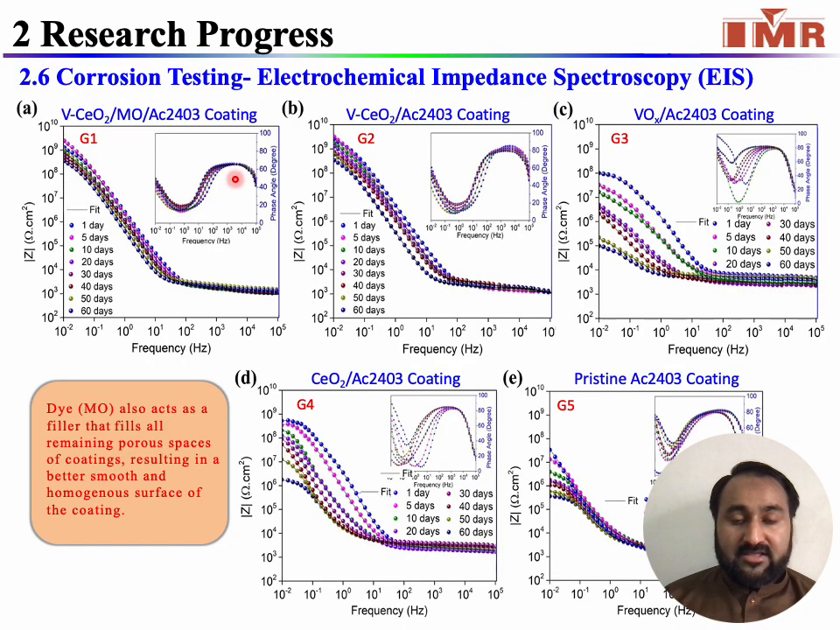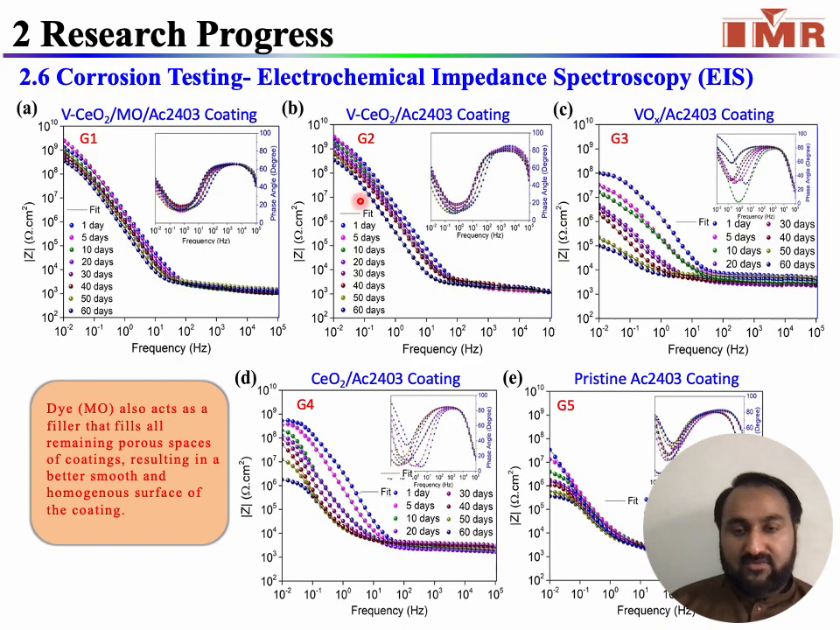And in the phase angle diagram, we can also see that there is very smooth behavior and very little variation in the phase angle. So these coatings are very stable. But in the case of G2, that is VSO2 without any dye, the results also show the same corrosion resistance properties.